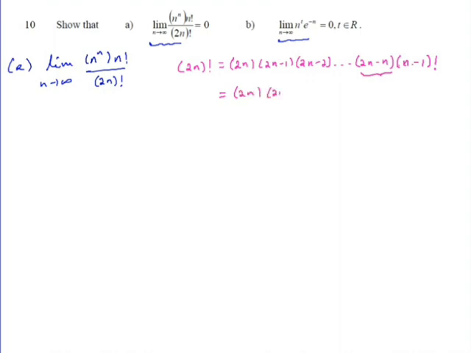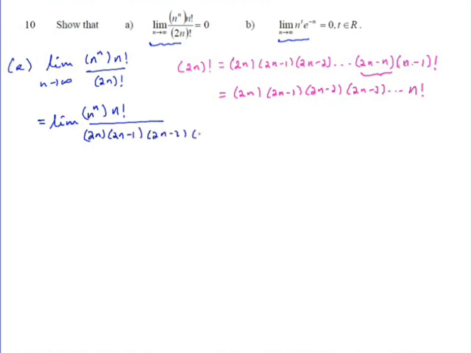So ይሄንን ምን ብለን ልንጽፍ እንችላለን? 2n times 2n minus 1 times 2n minus 2 times 2n minus 3 and so on. Then we can stop at n factorial. So ይሄንን ይዘን እንመጣና እዚህ ሊሚት ውስጥ እናስገባለን. So it becomes the limit of n the power of n times n factorial over 2n times 2n minus 1 times 2n minus 2 times 2n minus 3 and so on. The last term will end at n factorial, as n approaches infinity.